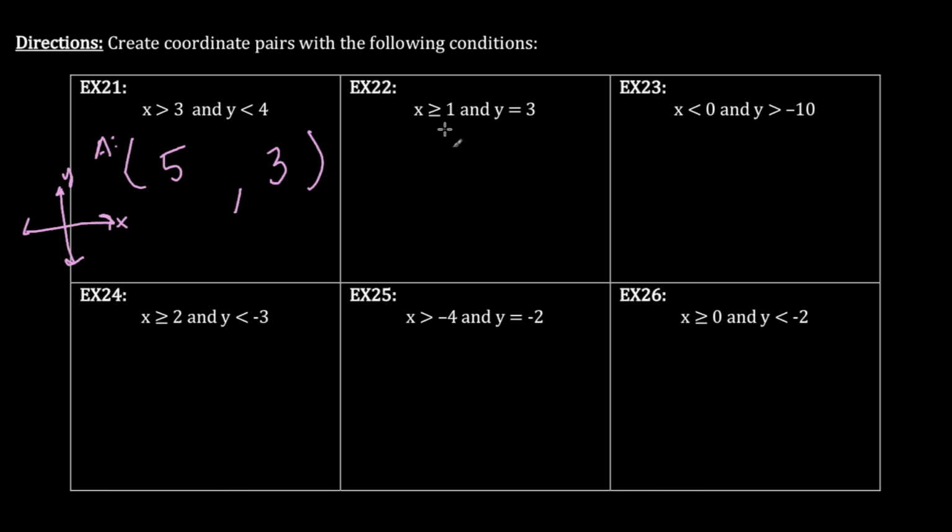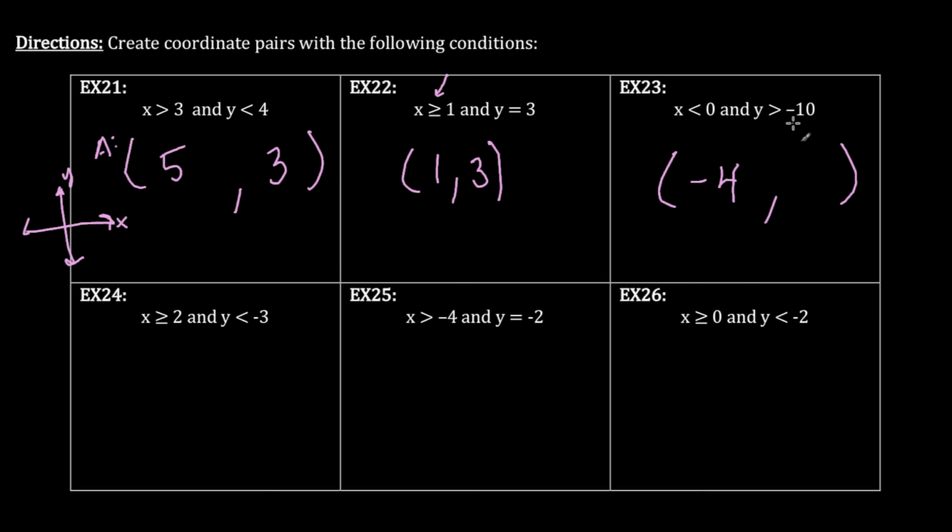So example 22, we've done a lot. So x is bigger than or equal to, this is the new thing. This is bigger or equal, x is larger or equal to 1. So I can actually make x is 1. And it says y equals 3. So y has to be 3. Not too bad. In this one, x is less than 0. So less than 0 would be negative, like negative 4. And bigger than negative 10.